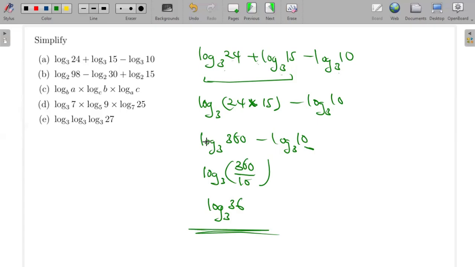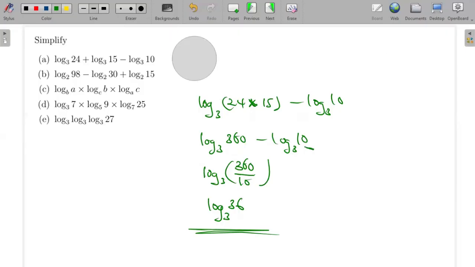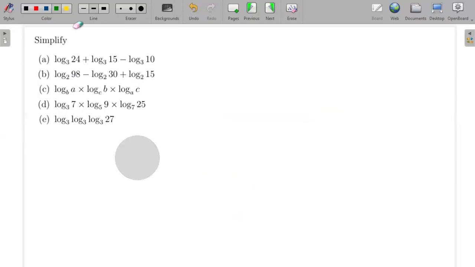Okay, let us now consider the second one. So the second one is just telling us we have log base 2. So notice all of them also have the same base. So base 2 of 98, you have there 98. And then you have minus log base 2 of 30. Plus log base 2 of 15.